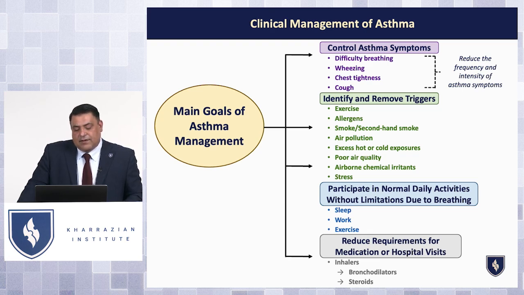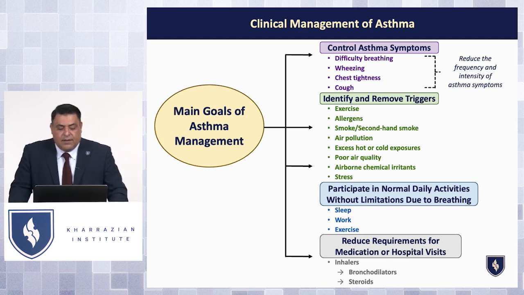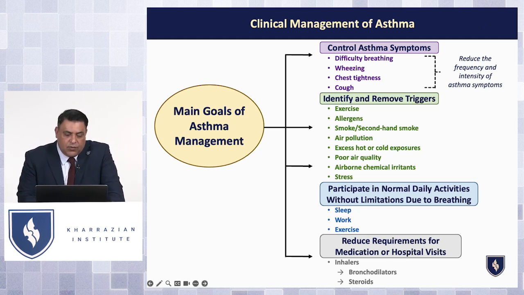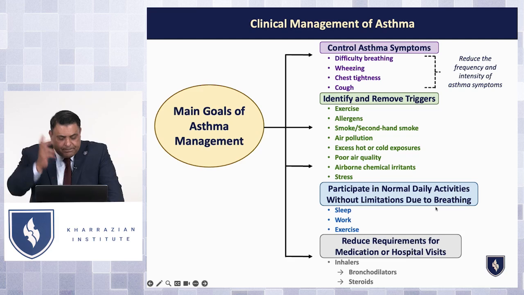it's not uncommon for them to have significant attacks. So airborne chemical irritants, stress is another known factor that can trigger asthmatic responses, and that is obviously associated with HPA axis, lung gut axis dysregulation. So, you want to identify removing the trigger that's specific to the patient. Participating in normal daily activities could be another goal without limitations to breathing, whether it's sleep, work, or exercise, and then reduce requirements for medications or hospital visits.